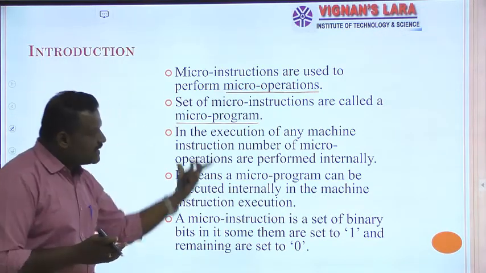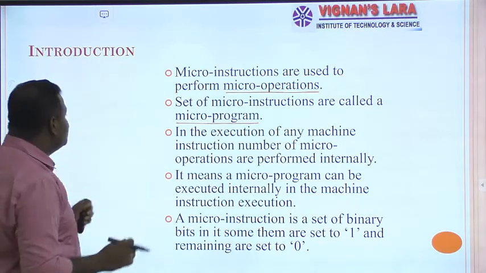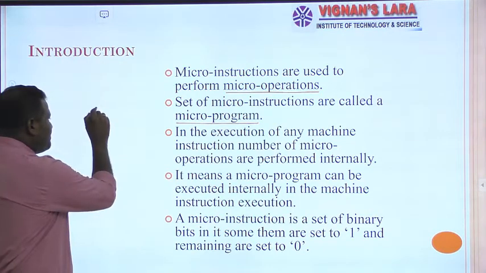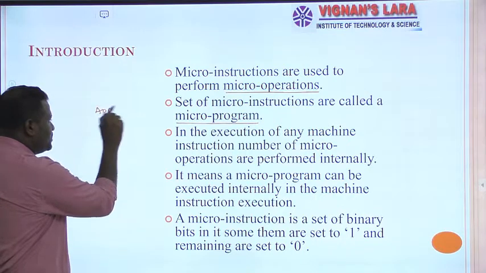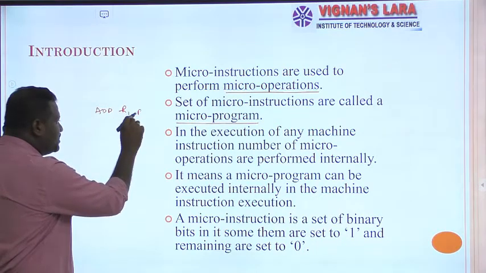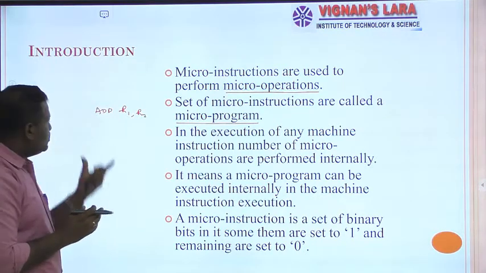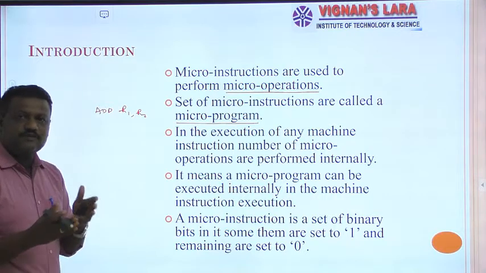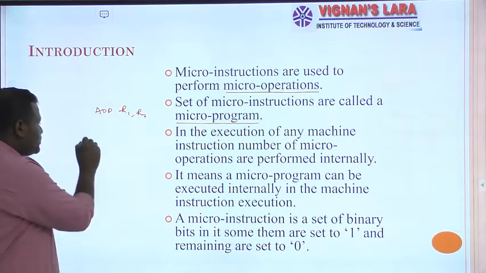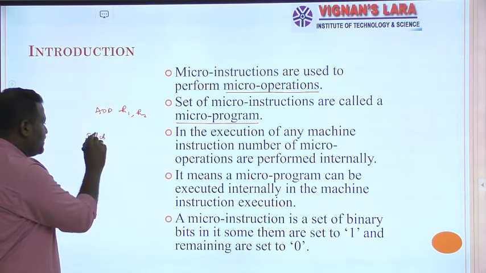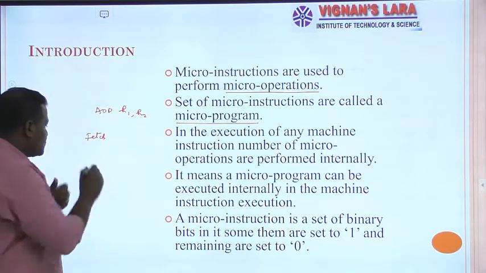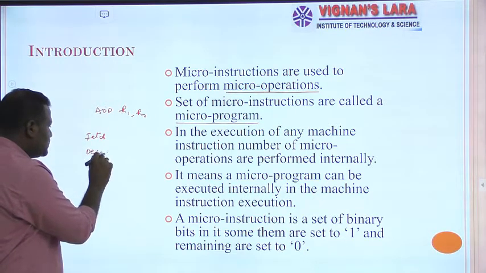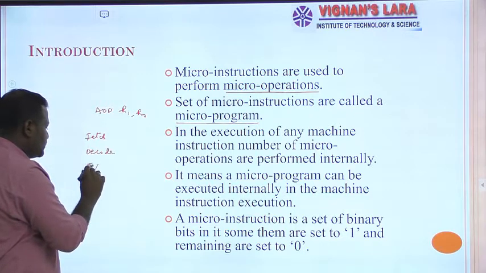In order to get clarity about these statements, I took an example. For example, here my instruction is ADD R1, R2. In order to execute this instruction, first of all, what do I have to do? I must fetch this instruction from the memory. Later I must decode this instruction, and later I execute this instruction.